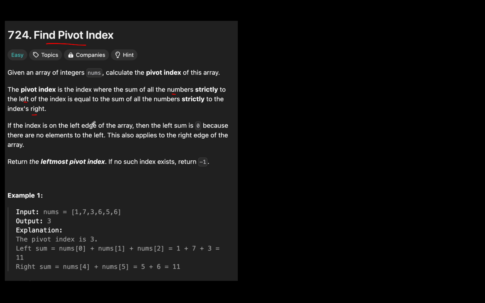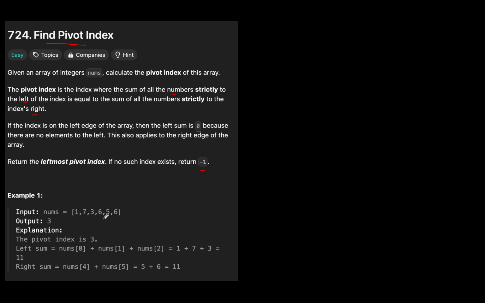If the index is on the left edge of the array, then the left sum is 0 because there are no elements to the left. This also applies to the right edge of the array. Return the leftmost pivot index. If no such index exists, return -1.